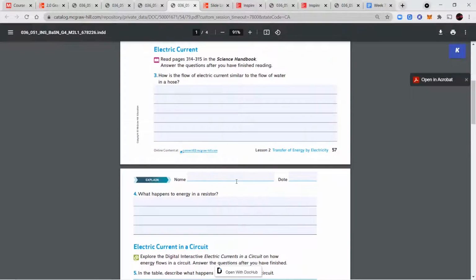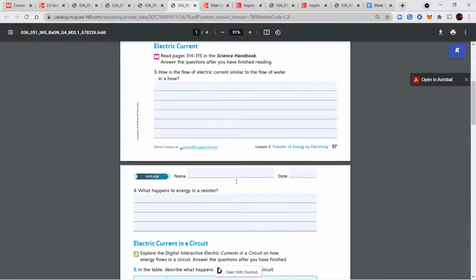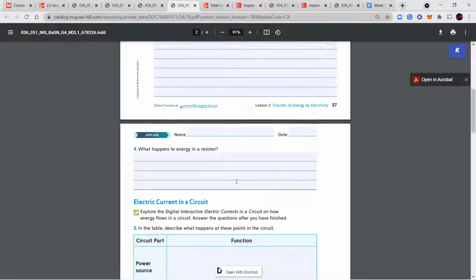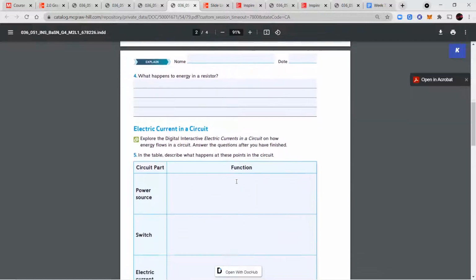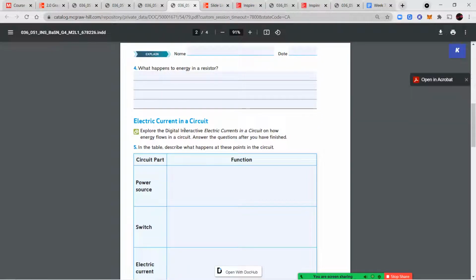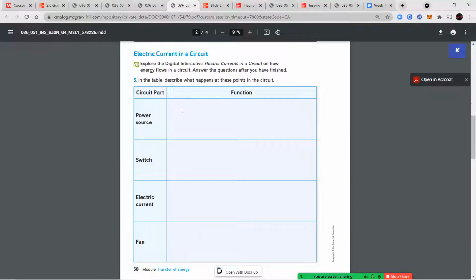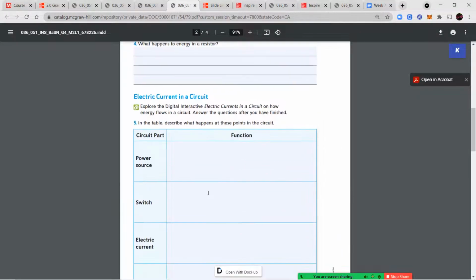Number 3, how is the flow of electric current similar to the flow of water in a hose? Number 4, what happens to energy in a resistor? And then for number 5, we're going to go through the digital interactive electric currents in a circuit on how energy flows in a circuit. And then we're going to answer the bottom where we're going to write the function or the job of each part of these. So the job of the power source, the job of the switch, the job of the electric current, and of the fan.